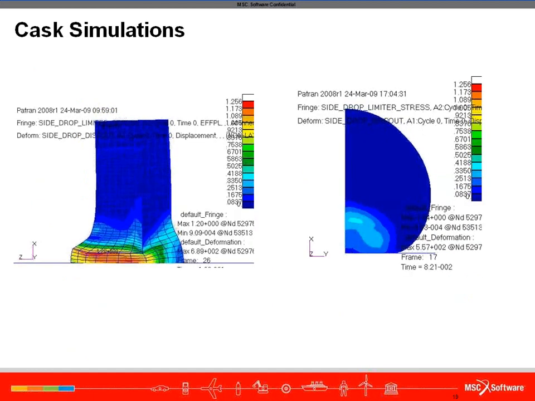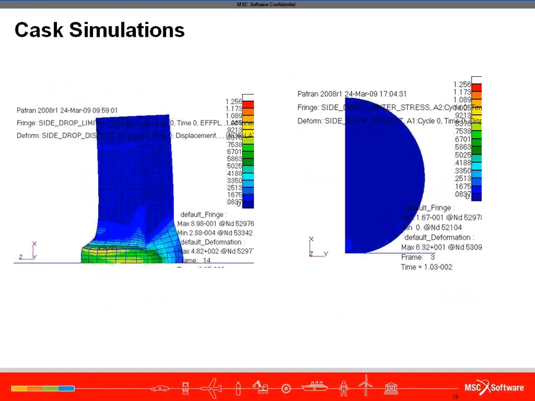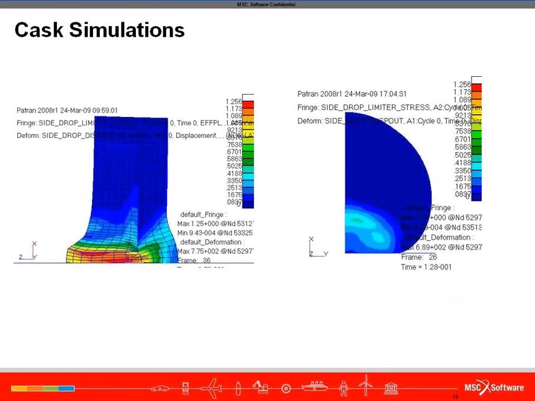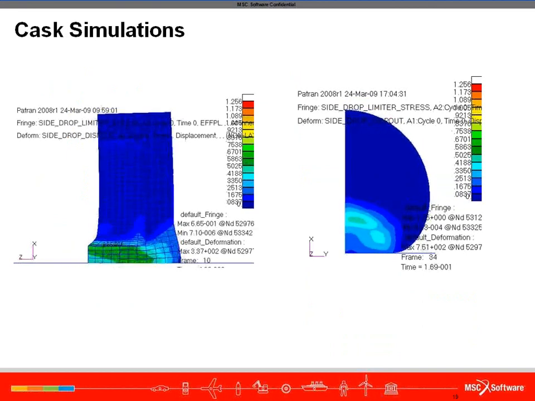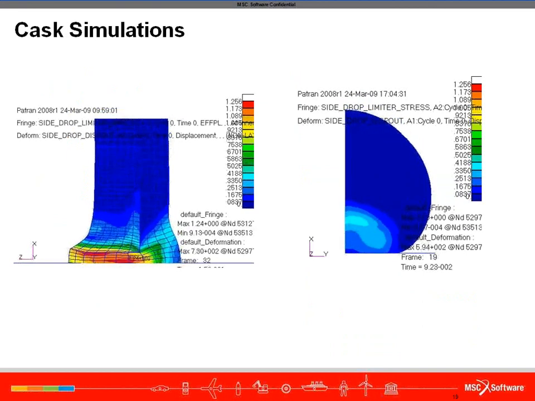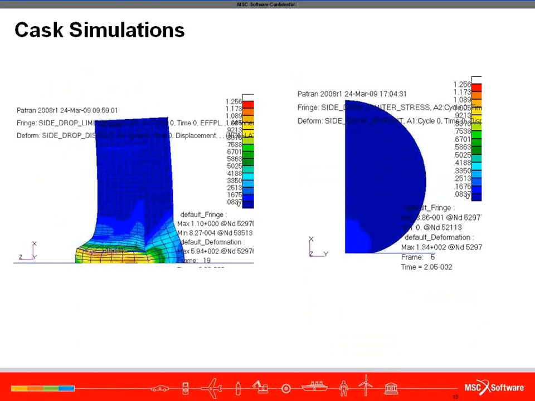Okay, and here are some views from the side and end drop, for the side drop showing the plastic straining in the limiter. And again, it's clear that one of the powers of this approach is that there's extensive data available as to what's exactly happening and how the cask is behaving during the impact event.